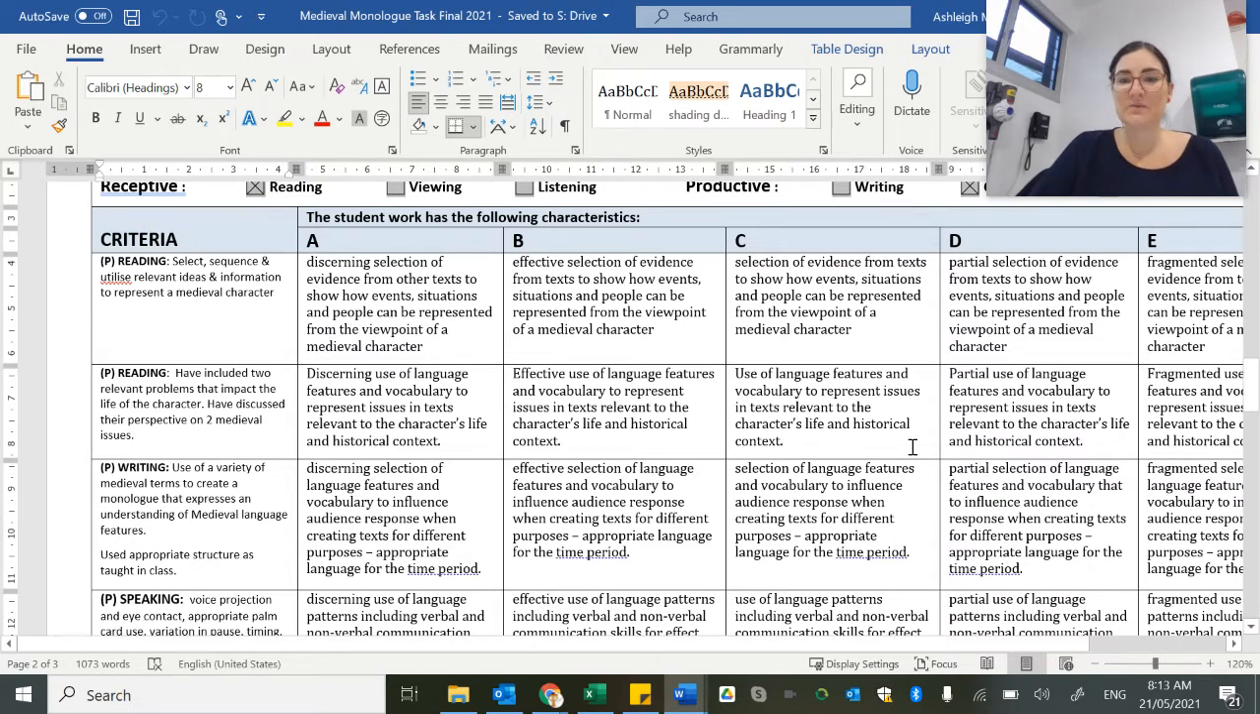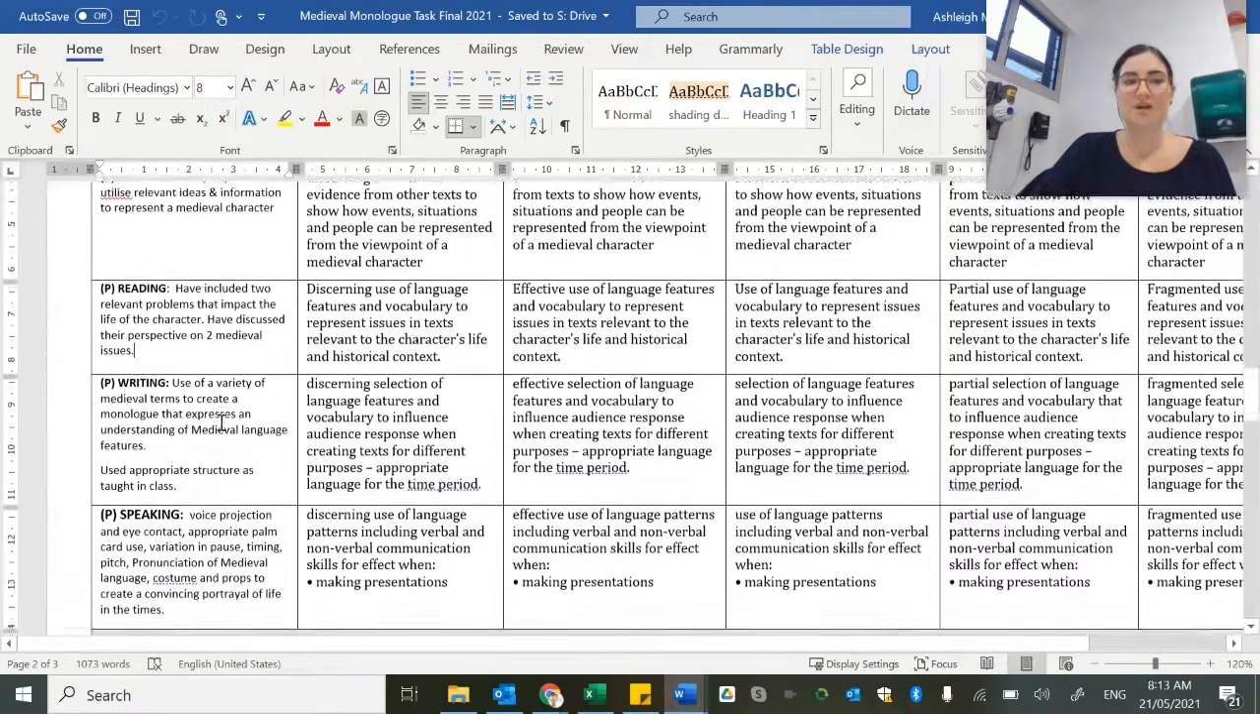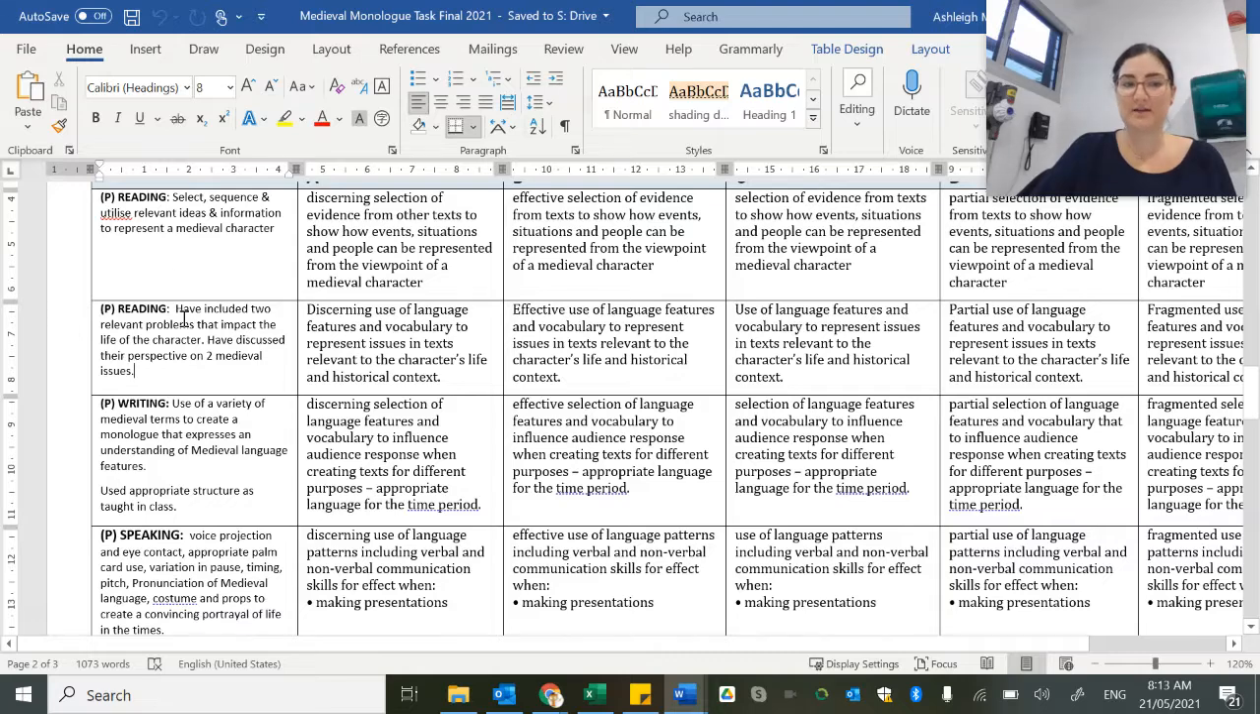Okay. The next one, your mark, is about your two problems. Have you discussed your problems? Are those problems actual problems for that character? Are they relevant to the time period? So, have you got a good understanding of what was actually going on at the time that your monologue is set? And are your problems relevant? So, those are your two reading marks here.